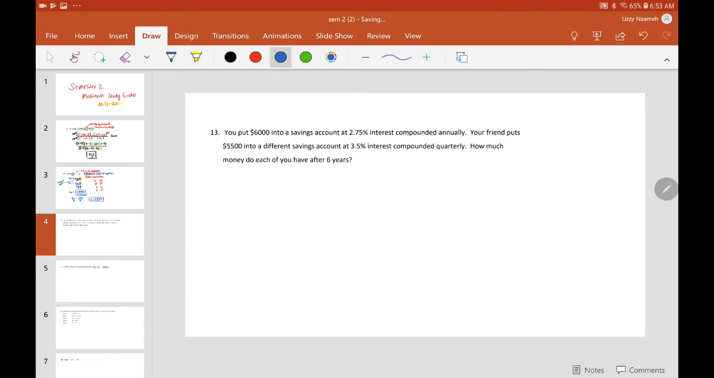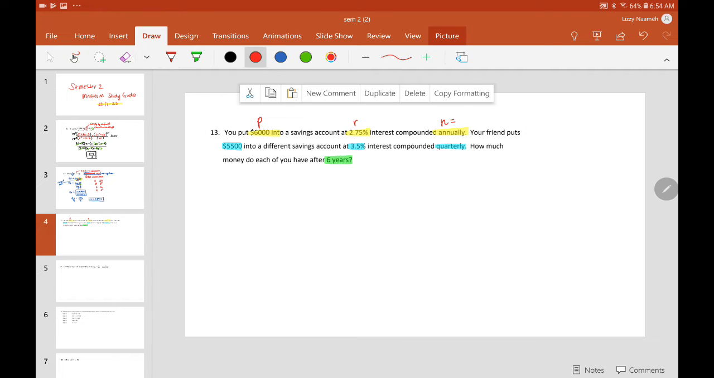Okay, number 4 says I'm putting $6,000 into a retirement savings at 2.75% compounded annually. Now my friend is putting $5,500 at 3.5% compounded quarterly. And the final question is, how much money do each of you have after 6 years? So everything I highlighted here is important. This represents our principal, the amount that we put in. This represents our interest rate. This represents the number of times we compound per year, which is 1.